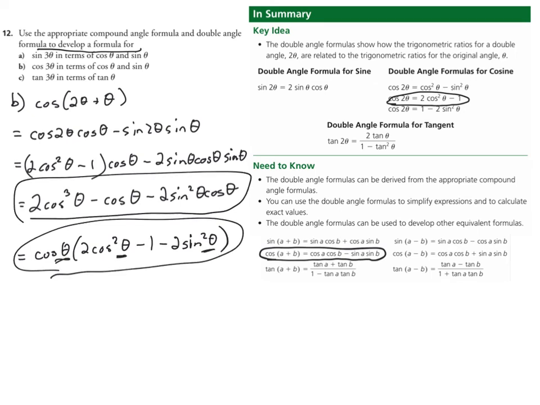Part C, it's not going to be any different, guys. We just do the same thing as what we just did there, but we're going to do it with tan, so I really don't think I have to do that one. You're all good to go.